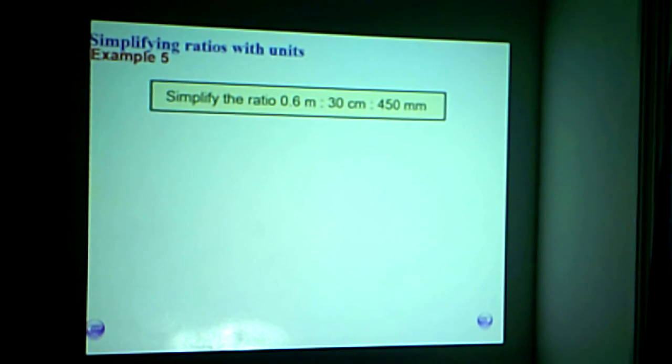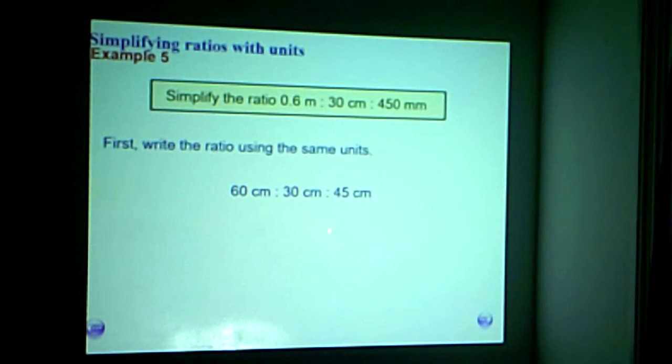Example 5. Simplify the ratio 0.6 meters, 30 centimeters, and 450 millimeters. We should change all of them into the same unit. Let's change them into centimeters. Pause the video and use the conversions to change all of the units into centimeters. When you are finished, you press play.